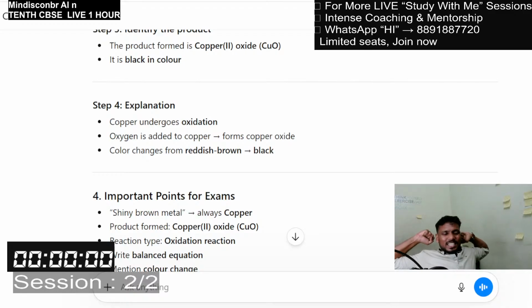Since today's session is completed, we have to study two more questions, that is the 17th question and the 20th question, that we will study tomorrow. We have completed the activity section and also the main exercise given at the end of the chapter. Now we will study the previous year questions.